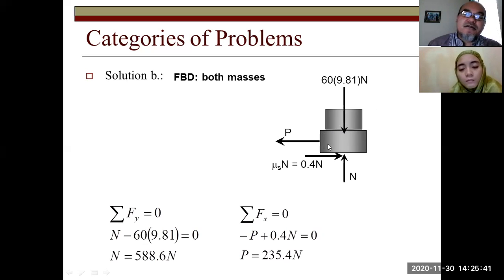So there is a mass, there is a pulling force P. There will be a friction force to the right, mu s times N equals 0.4 N, where 0.4 is the mu s times the normal force. The normal force is calculated from sigma Fy, which will be equal to 60 times 9.81 or 588.6 Newton. Sigma Fx equals 0 here, so negative P plus 0.4 N equals 0. Then we obtain P equals 235.4 Newton.